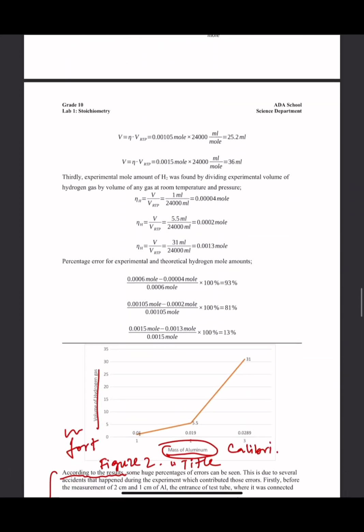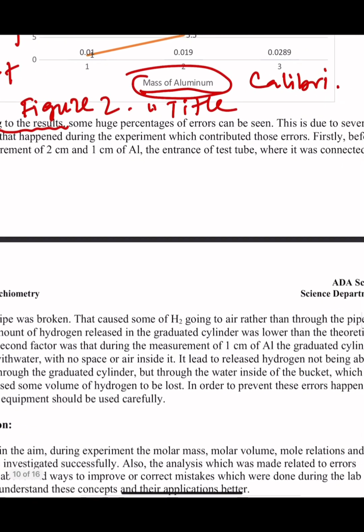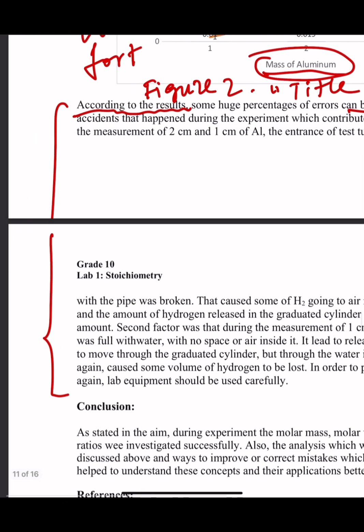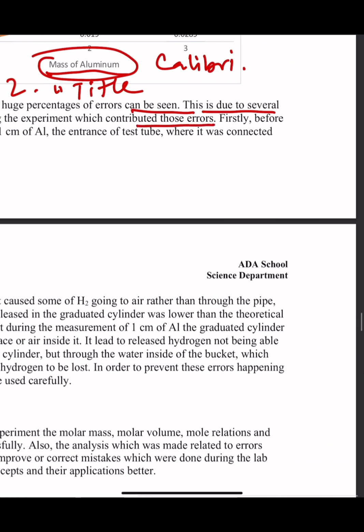And now we go into it. Now let's look at here. According to the results, I got some huge percentage of error. This is due to the several accidents that happened during the experiment, which contributed to those errors.